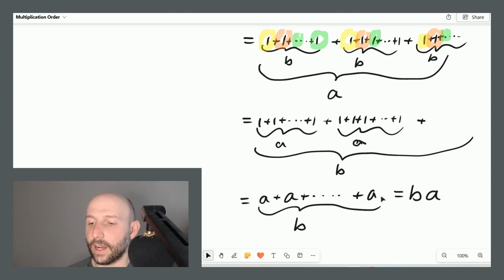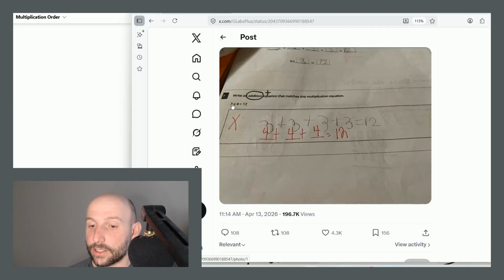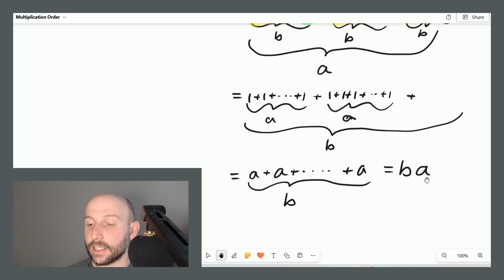If we again define the first number as the number of times that the second number is added. So we started with defining multiplication as the second number added a number of times equal to the first number, just as the teacher suggested here. 3 times 4 is the second number 4 added up a number of times equal to the first number, 4 plus 4 plus 4. We start with that definition, and what we end up seeing is that it's equal to multiplying it the other way around.